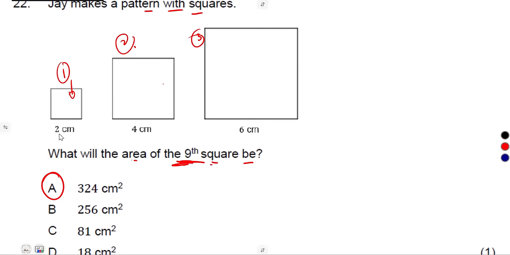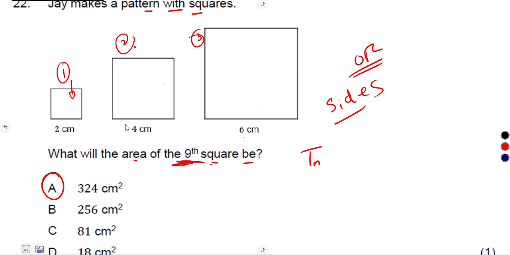T1 is equal to 2. T2 is equal to 4. T3 is equal to 6. What is happening here? Let's try another way, dealing with sides. We want to find Tn for sides. So I'm saying 1 corresponds to 2.